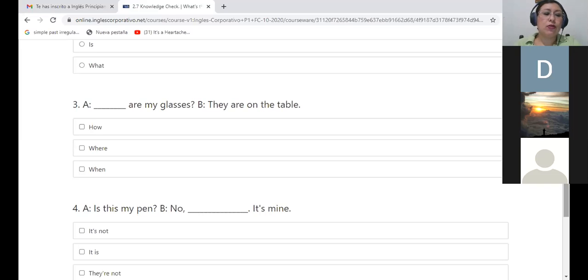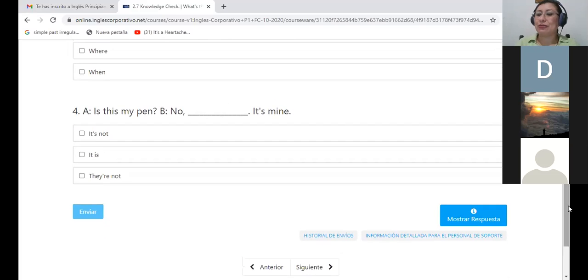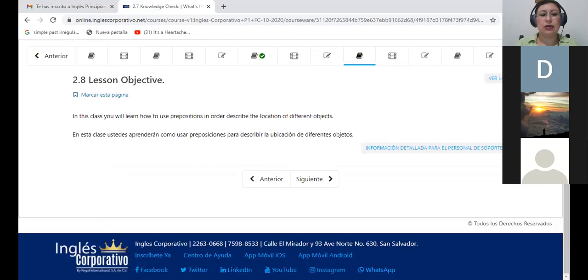Okay, number four, "Is this my pen?" It's just a question to say yes or no. So the answer, no. Is it "it is," "it's not," or "they are not"? It's not, ¿verdad? Because we are talking about only one pen. It's singular. So I say, "No, it's not. It's mine." No, no es tuya, ¿verdad? Es mía. And that's it. And we finish this knowledge check.